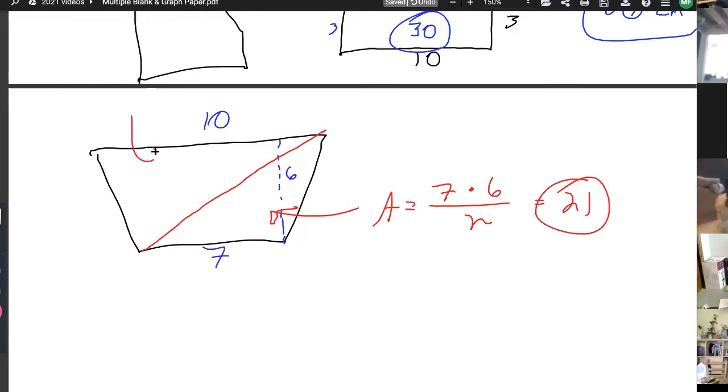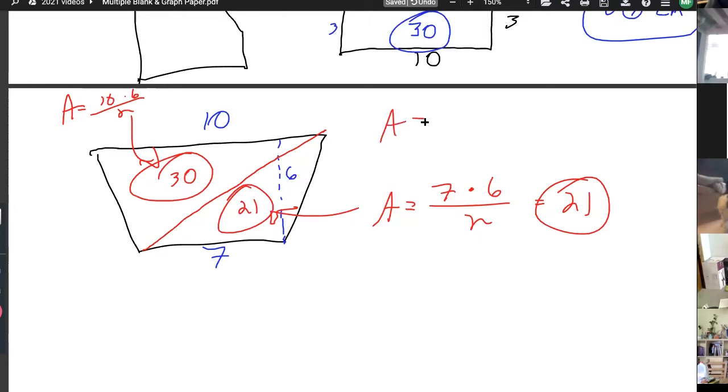Okay, and how do you find the area of that triangle? Well, that's base times height divided by 2. So that's just, sorry, there's guck on my tablet. So this is 10 by 6, so 10 times 6 divided by 2, which is 30. So if this is 21 and this is 30, then my area is going to be 51. Okay, now there's another way to do this.